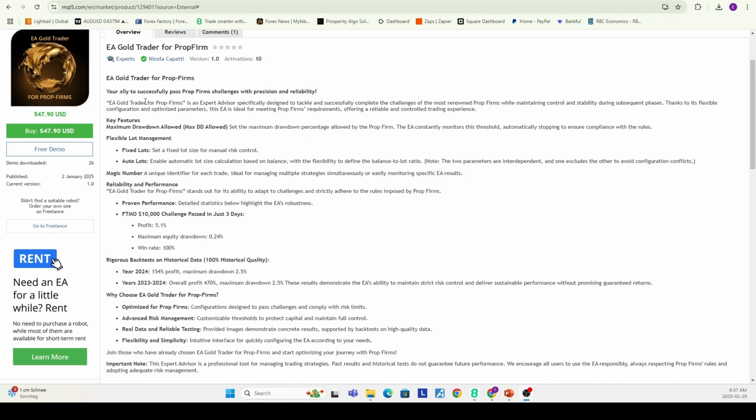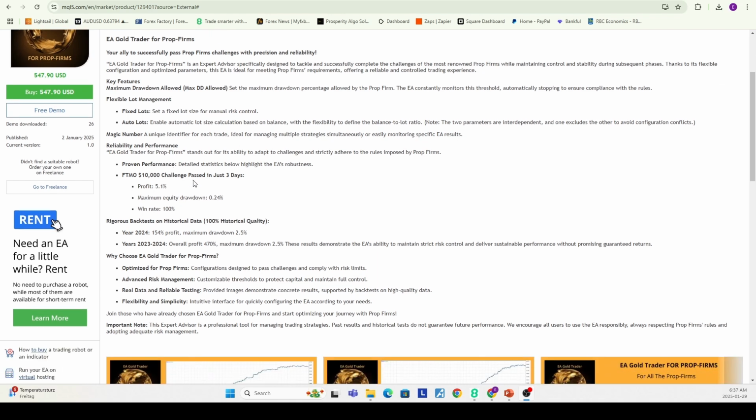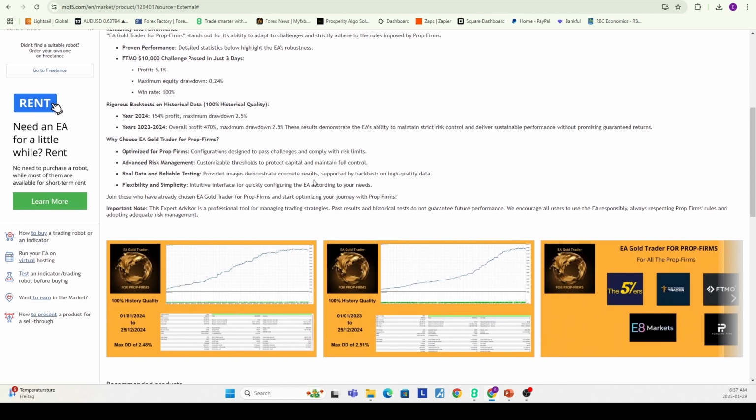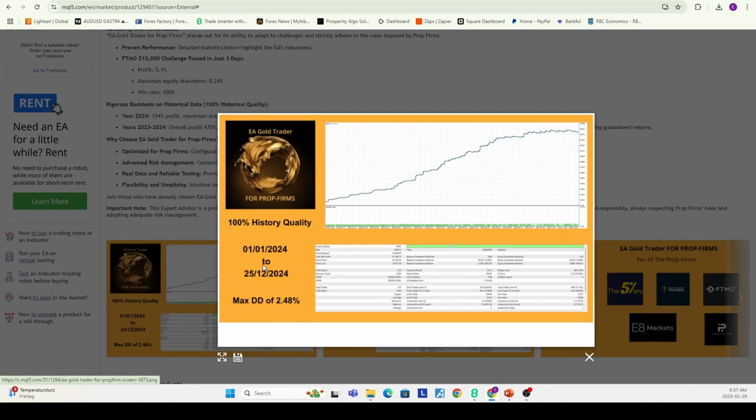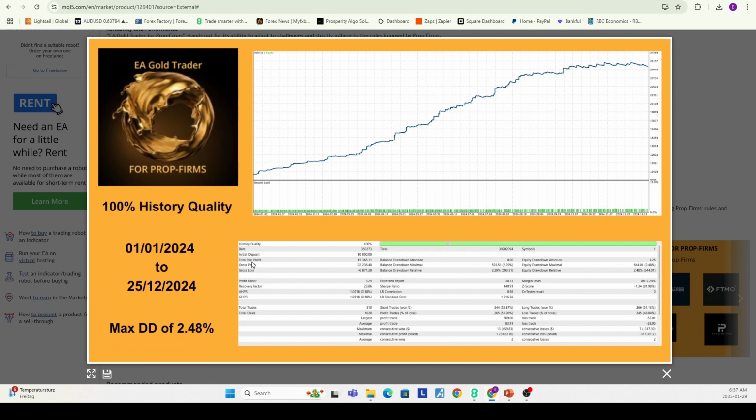And I've already read this sales page here, but we can go through it together. So here it does not speak to the exact strategy which it uses, but it says that you have flexible lot management, enabling both fixed lot and auto lots. And here it's giving a few different examples of when it's actually passed FTMO challenges. And it says complies with risk control, customizable thresholds to protect capital. Okay. And it says that, yeah, the provided images provide concrete results. That seems interesting. So realistically, we don't really know a ton from that description, except for the fact that this is truly intended to be used for prop firms.